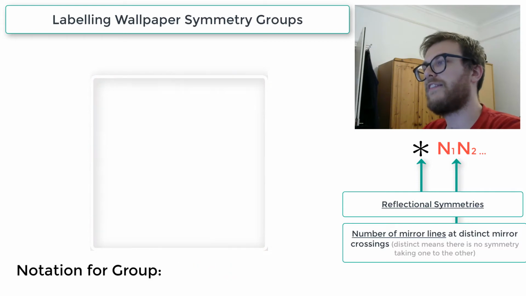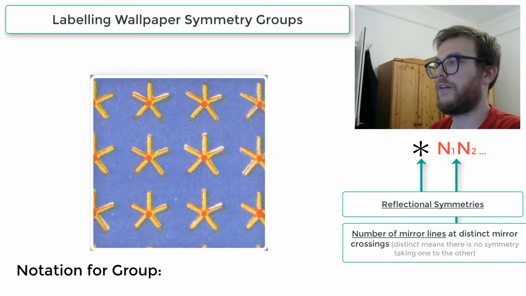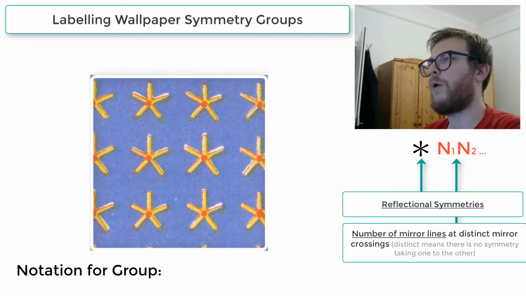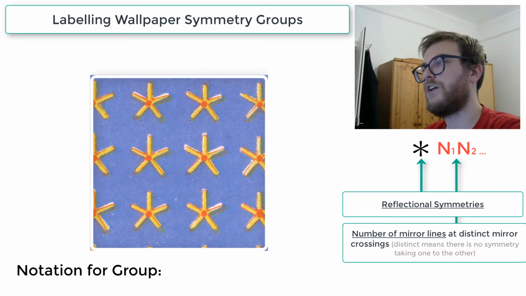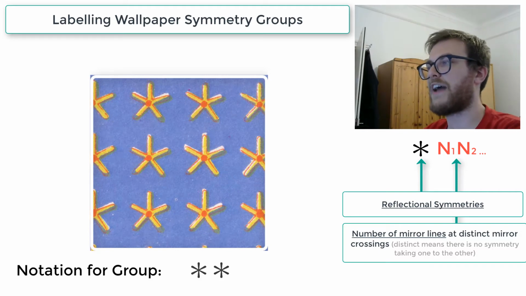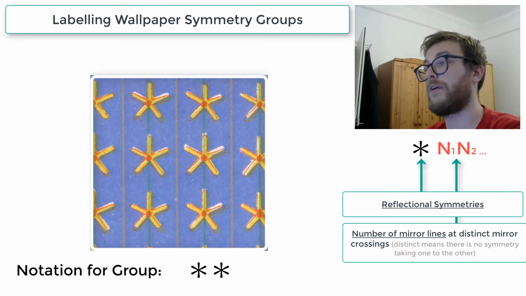It may be the case that there are different reflections that do not cross each other. For example, take a look at this pattern. Here, as long as there are no other non-translational symmetries, we will use the notation asterisk asterisk to indicate the two different mirror lines.